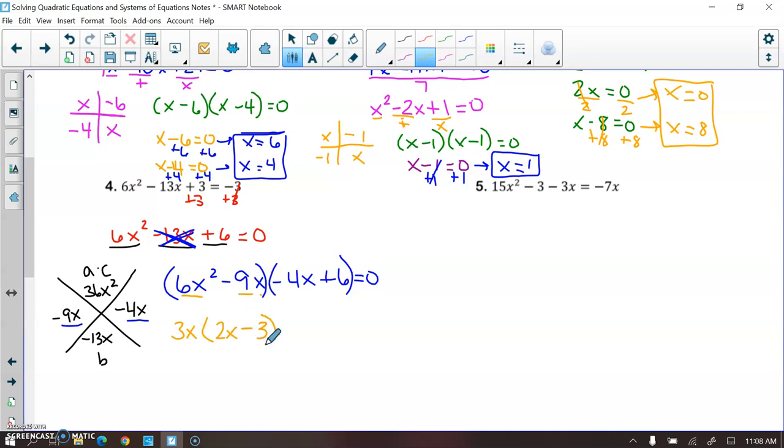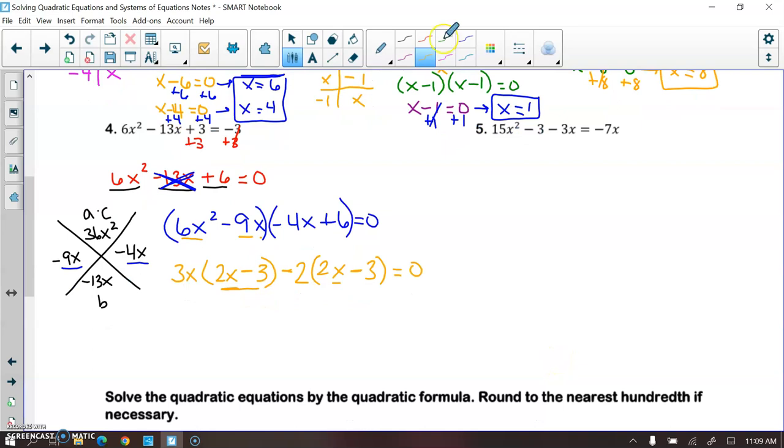Now out of my next two terms, I need to take out an operation and a number. And I want my parentheses to be a positive 2x minus 3 once I take my GCF out. So I'm going to take out a minus 2, because a negative 4x divided by a negative 2 gives me a positive 2x. So my first ones match. And a plus 6 divided by a negative 2 gives me a minus 3. So my parentheses match exactly, which is exactly what I want.